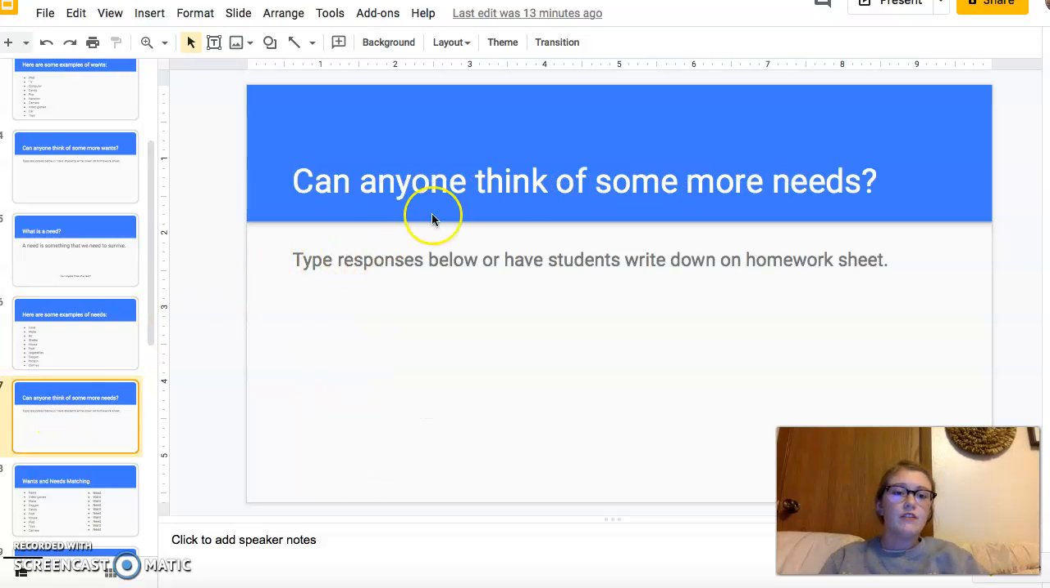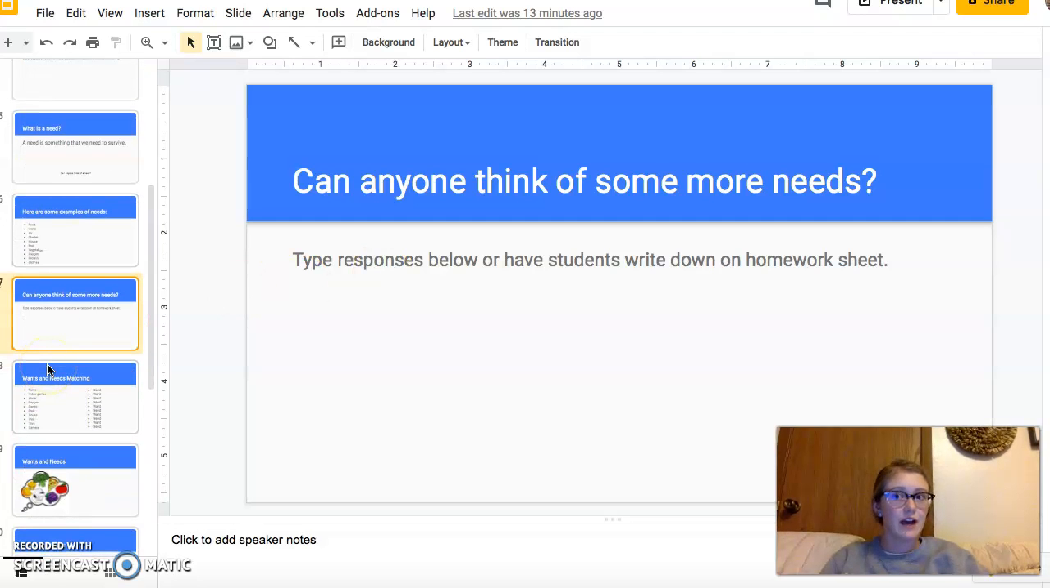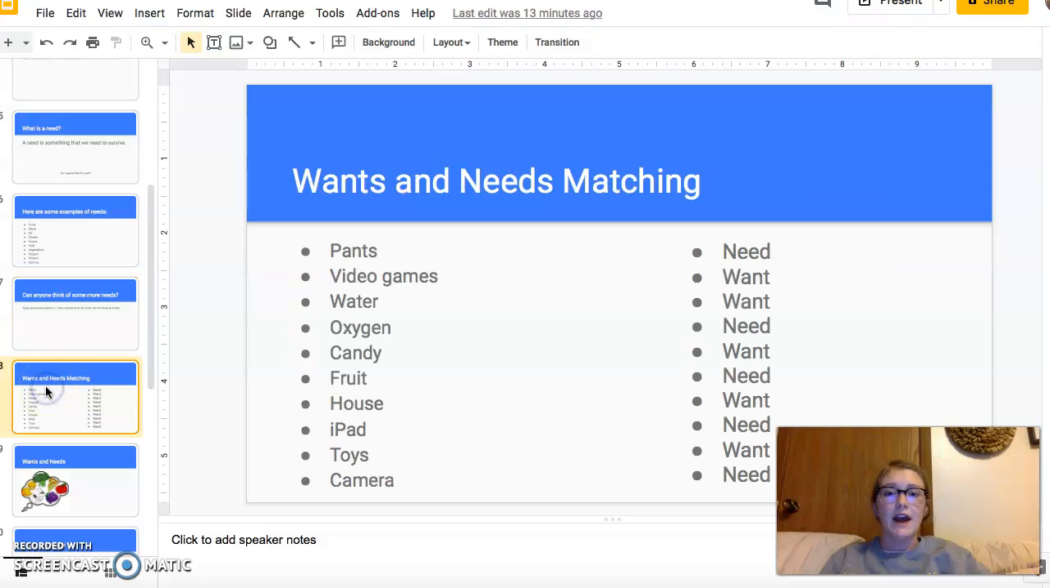If you can think of any more needs, go ahead and type your responses if you're doing this on a computer, or go ahead and write them down on the homework sheet in the 4th section. It'll be really interesting to see what everyone comes up with for their wants and needs that they can think of on their own. All right, now we have a little matching game that I'm going to do with you guys.